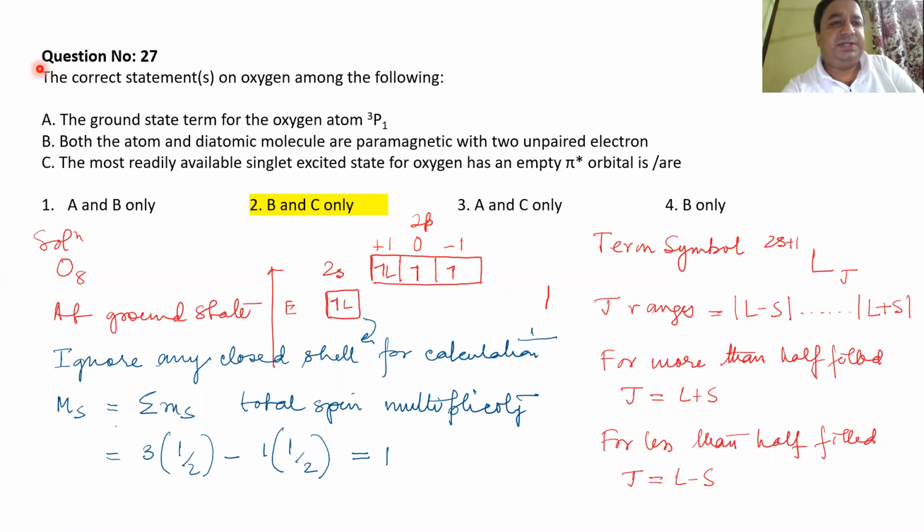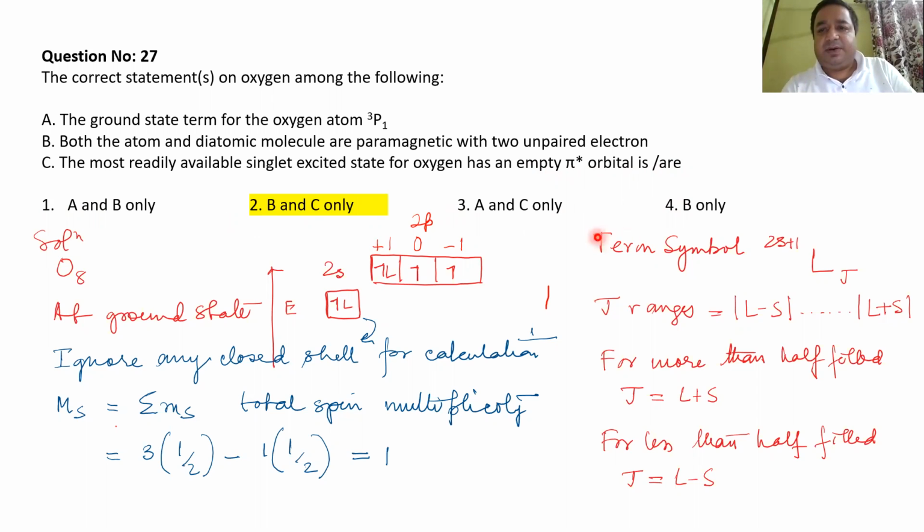Okay, so here the question is question number 27. We have to choose the correct statements on oxygen among the following. First, the ground state term for the oxygen atom is 3P1. B says the atom and the diatomic molecule are paramagnetic with 2 unpaired electrons. C says the most readily available singlet excited state for the oxygen atom has an empty pi star orbital. We have to choose among these options 1, 2, 3, and 4, which is correct.